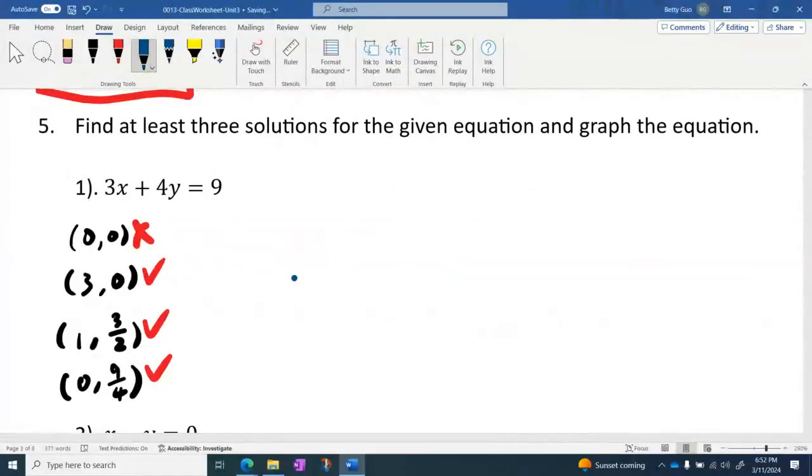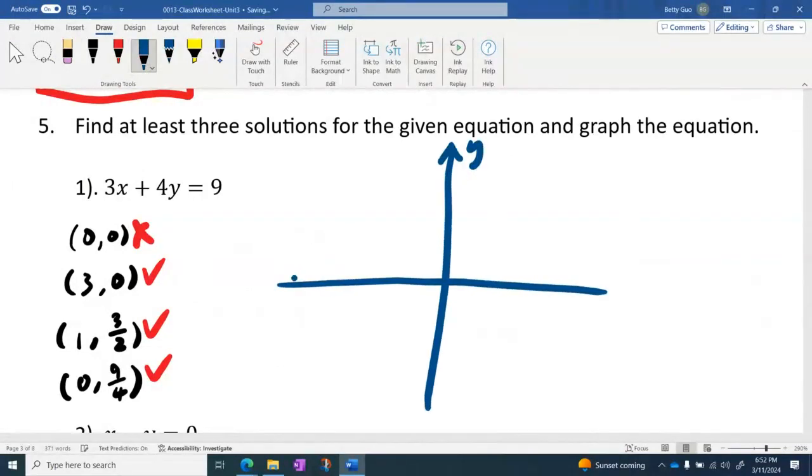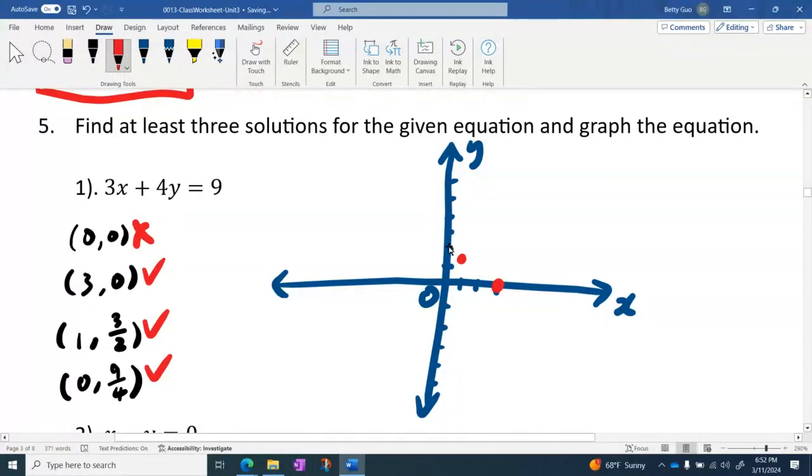I'm going to plot the three solutions in a rectangular coordinate system. Let's see what we have. The point 3, 0 is right here. Then 1, 1.5, which is 1 and 3 halves, so it's going to be around here. And then 0, 9 over 4. 9 divided by 4 is 2.25. So 0, 2.25. So go up, around here.